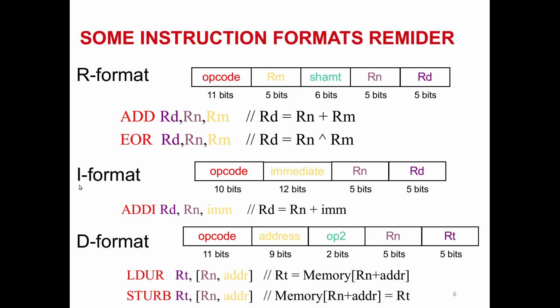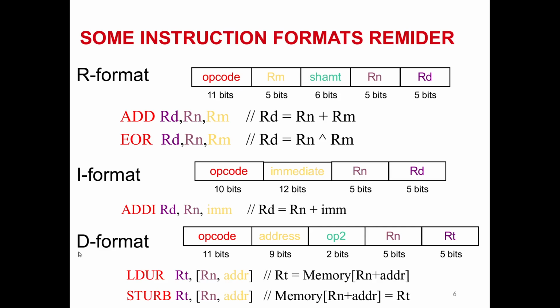A second format, I format, works with an immediate value. The opcode is 10 bits, the immediate value is 12 bits, and then Rn 5 bits, Rd 5 bits. An example can be seen here: ADDI Rd, Rn, immediate. ADDI means add with immediate. In this instruction, Rn will be added together with the immediate value here and written into register Rd.